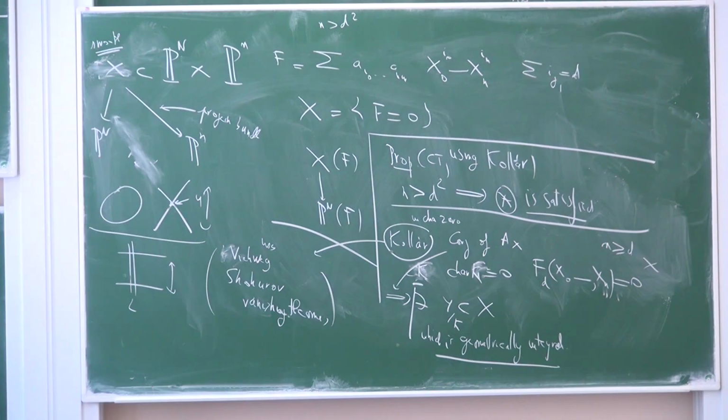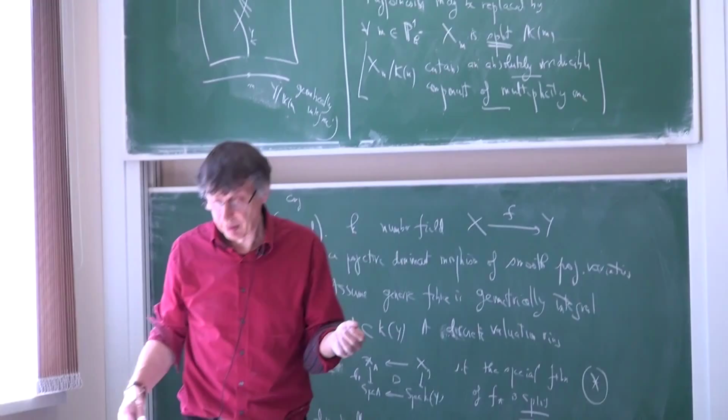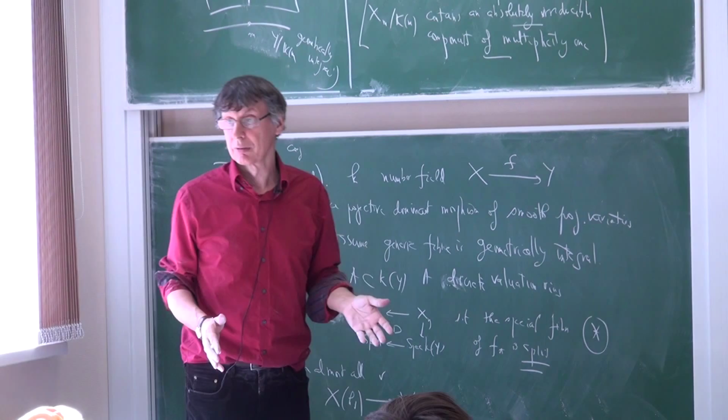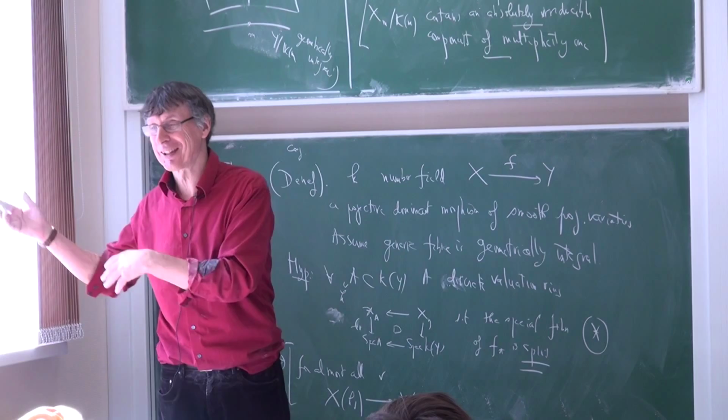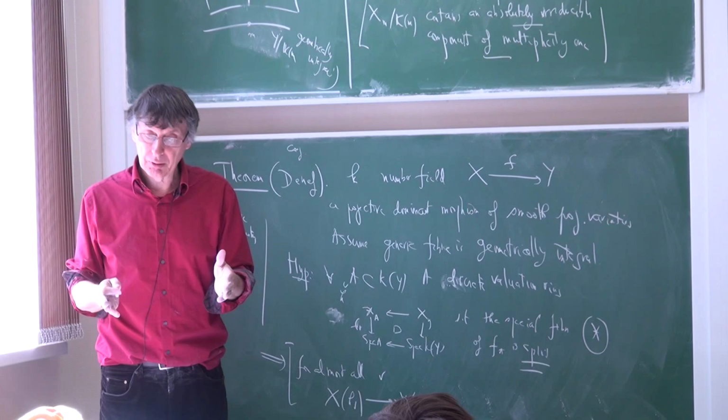So I guess it's a proper time to stop here. What I did today was to discuss the situation when all the fibers are geometrically integral. What I plan to do in the next lecture, which will be either today or next week, we'll have to decide, is to go on and discuss what happens when you have one bad fiber which is reducible, or two; can you still do something?